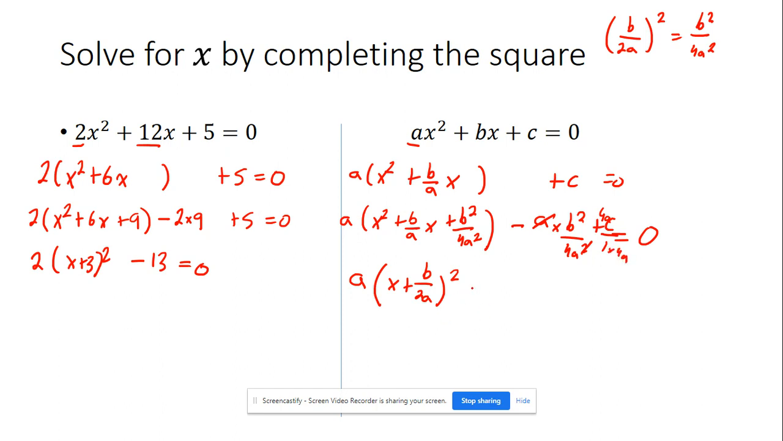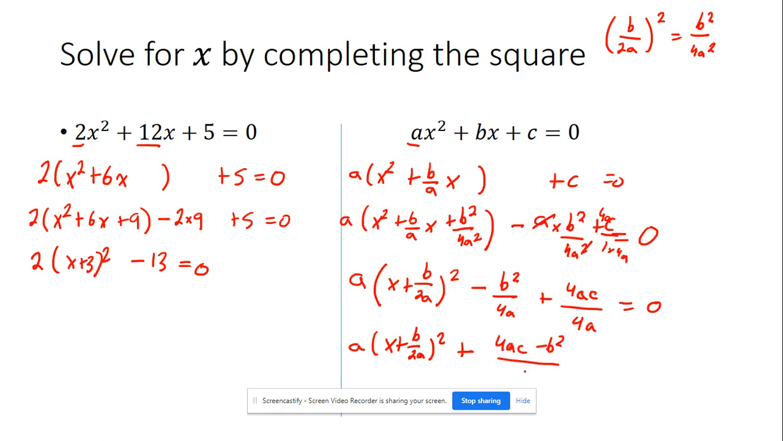So that means I get negative b squared over 4a plus 4ac over 4a, like this. Okay, so now I'm going to combine these in a fraction. I'm going to put this one first, though. I'm going to put the 4ac and then minus the b squared like this. So it's going to be ax plus b over 2a squared plus 4ac minus b squared over 4a. Okay, I'm going to copy those all over to the next slide here, guys. Bear with me for a sec.